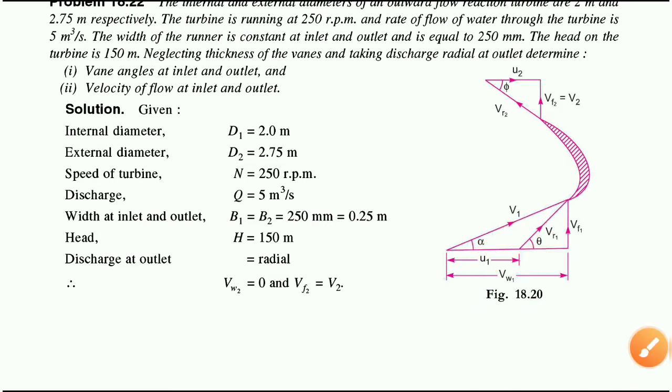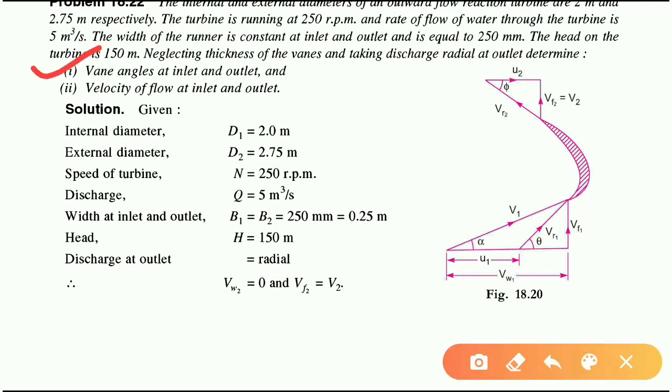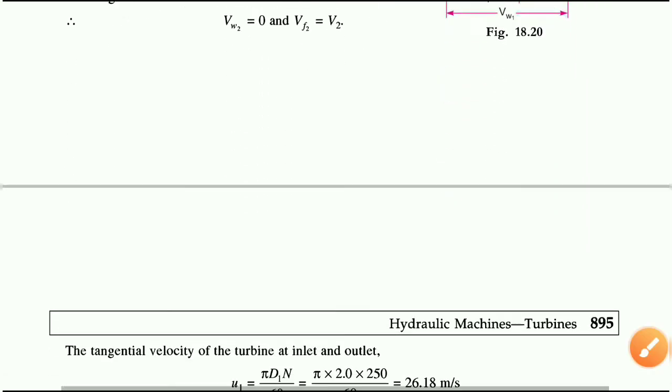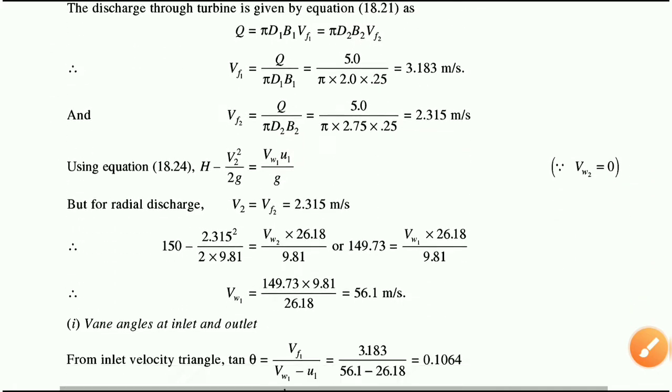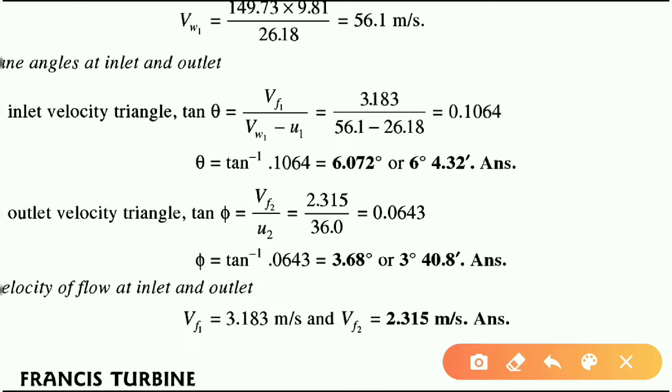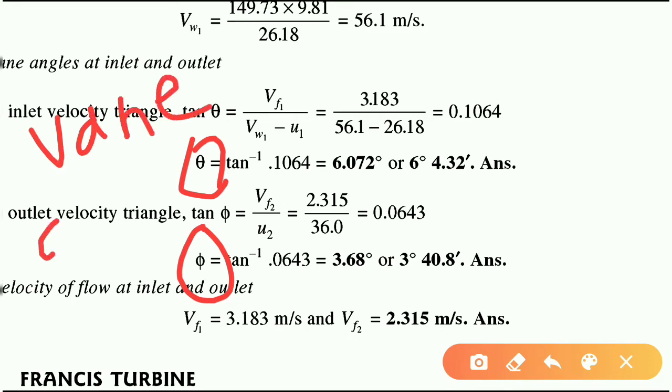Now what we need to find out? We need to find out the vane angles at the inlet and outlet. Which are these angles? These are the vane angles, theta and phi. Hence we need to find out this theta and phi. So theta and phi are called vane angles.